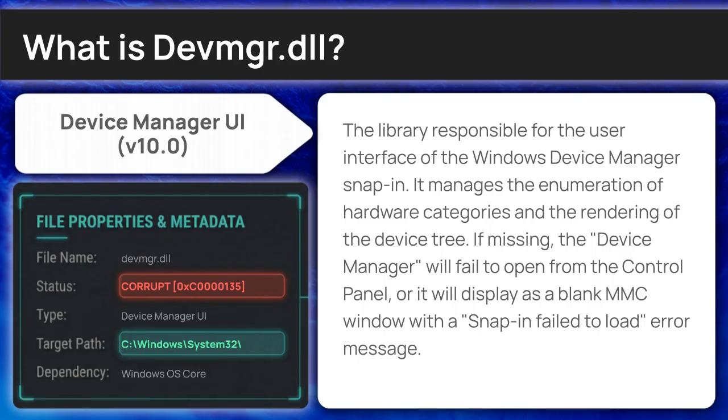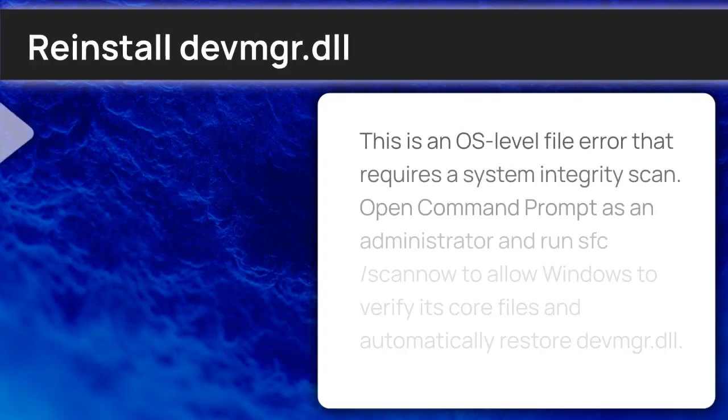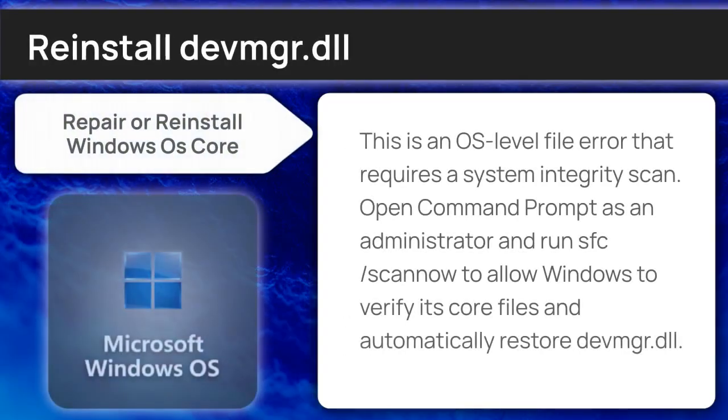Since we've identified what's missing, let's try the official recovery method. This is an OS-level file error that requires a system integrity scan. Open Command Prompt as an administrator and run sfc /scannow to allow Windows to verify its core files and automatically restore the Device Manager Library DLL.